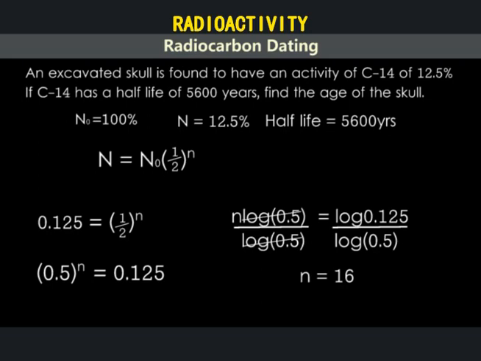So there are 16 half-lives. Each half-life is 5,600 years. So how many years are those in total? We simply multiply, and if we do that, we get 89,600 years. That is the age of the skull.